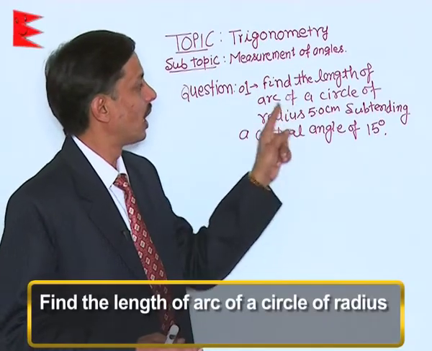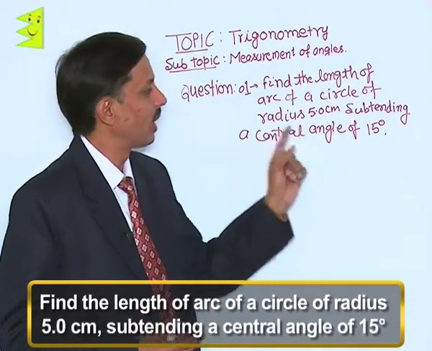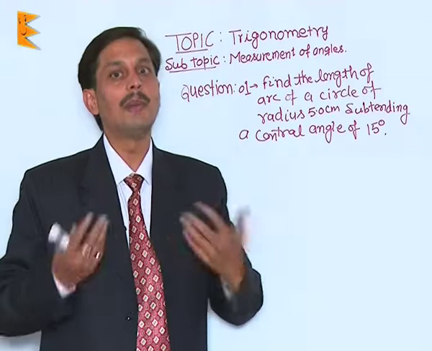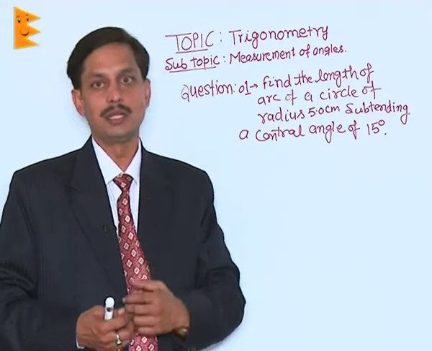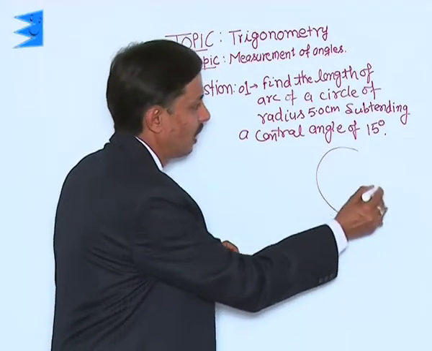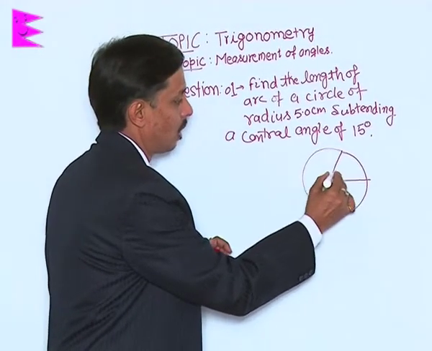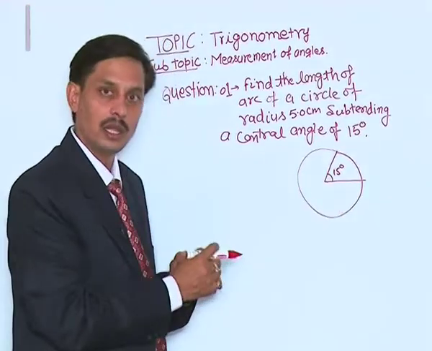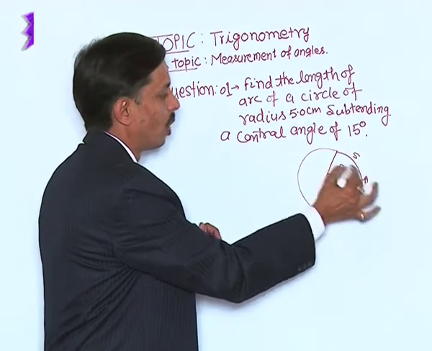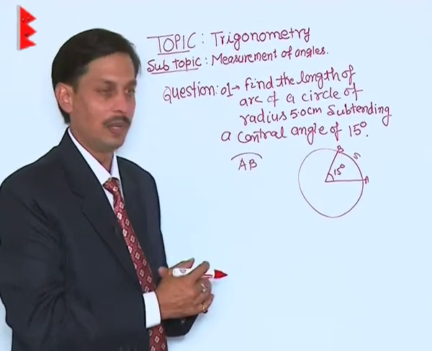Find the length of arc of a circle of radius 5 centimeter subtending a central angle of 15 degree. So it means that definitely we have to apply the third system, that is known as the circular system. If I explain the question figure, it is like this. Suppose this is the central angle of measurement 15 degree. They are saying find the length of arc. It means that I want to calculate the value of AB.